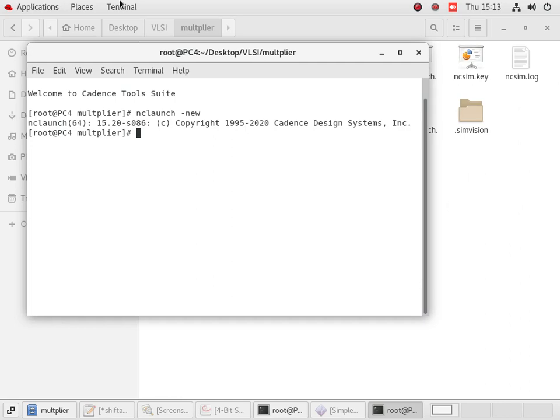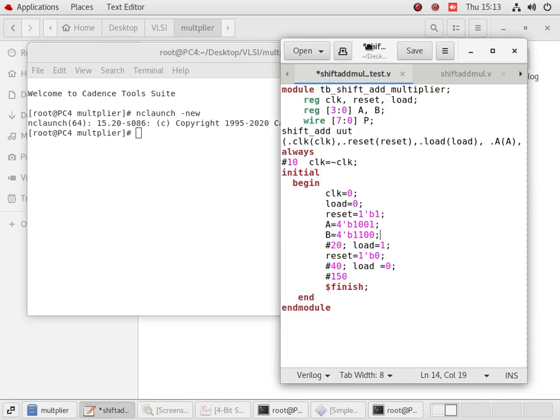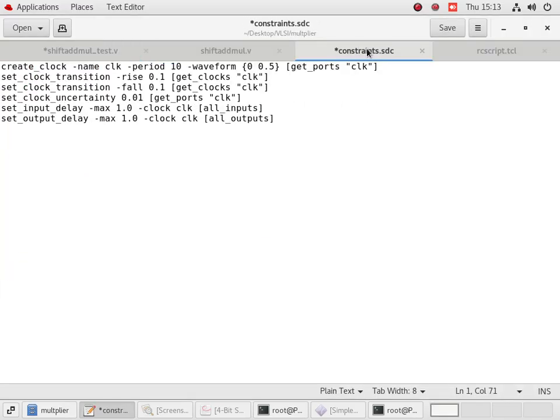So to start, we have to write the constraint file. So this is the constraint file that we have. If we look at this, the first thing here, create_clock, is nothing but it defines a clock. The first syntax will define a clock with a period of 10 nanoseconds, and the waveform rises at 0 nanoseconds and falls at 0.5 nanoseconds, that is, it will have a 50% duty cycle.